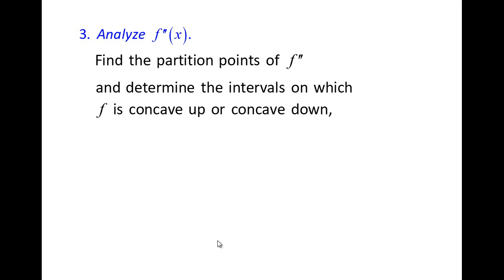And number 3, we analyze f double prime, which we do to figure out the concavity of the function. So here we need to find the partition numbers for f double prime, which means these are the points where f double prime either is equal to 0 or is not defined. And then we want to find where f double prime is positive or negative, and based on that we can come up with where f is concave up or concave down. And then once we know where f is concave up or down, we can figure out where the inflection points are, which are the points where concavity changes.